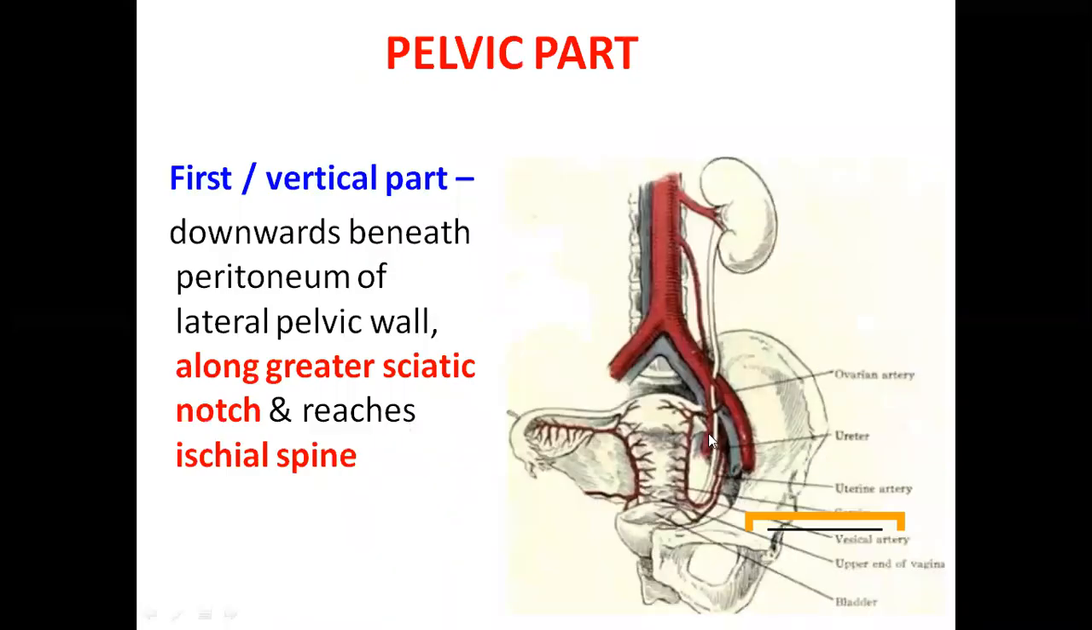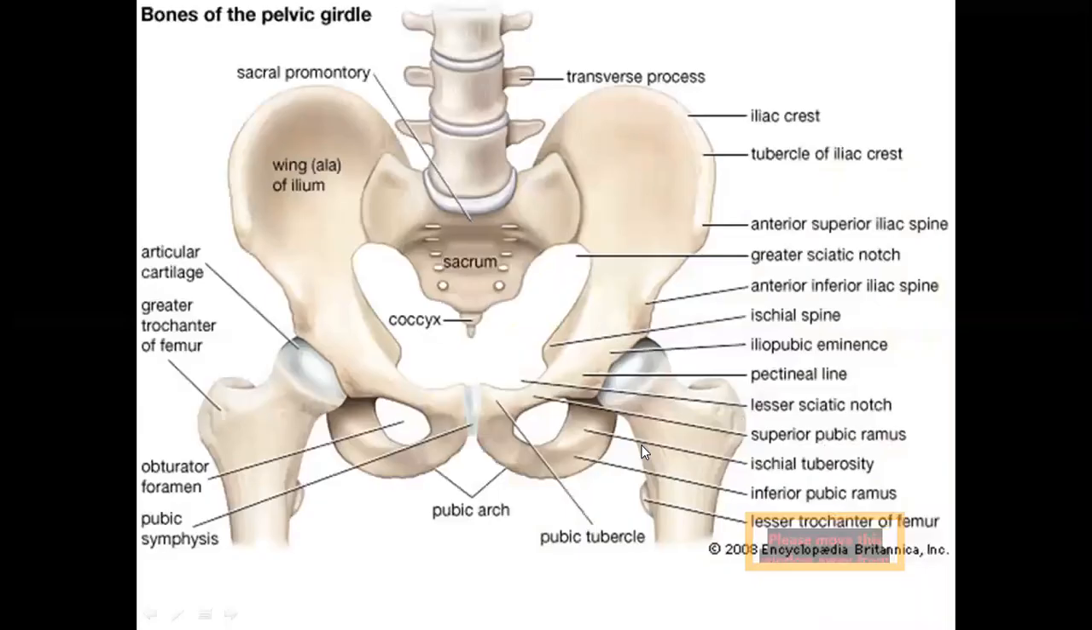Coming to the pelvic part. The pelvic part is entering into the pelvic cavity. In this we have the vertical part, which is also described as the first part, which is running downwards beneath the peritoneum of the lateral pelvic wall along the greater sciatic notch, and it is reaching the ischial spine.